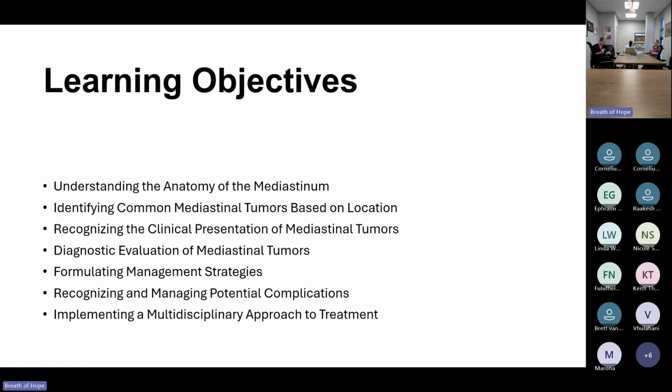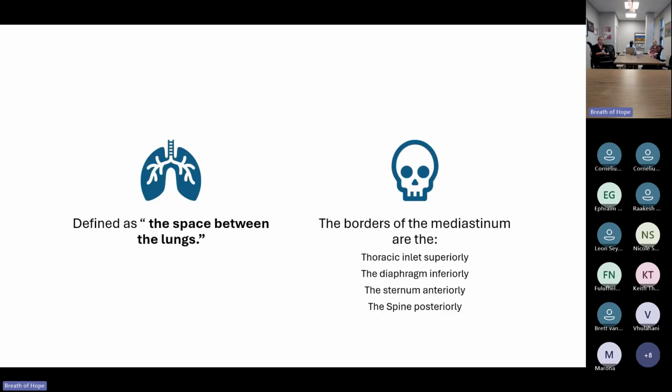The learning objectives will be understanding the anatomy of the mediastinum, identifying common mediastinal tumors based on location, recognizing the clinical presentations of mediastinal tumors, diagnostic evaluation of mediastinal tumors, formulating management strategies, recognizing and managing potential complications, and implementing a multidisciplinary approach to treatment. So, the mediastinum is defined as the space between the lungs.